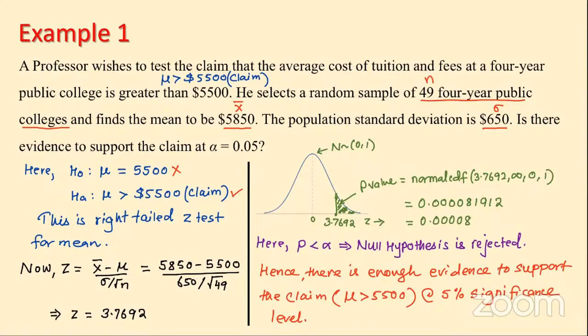So basically, we are looking at 3 different methods: p-value method, critical value method, and confidence interval method. We'll be looking at 3 different methods and 2 different tests: z-test and t-test. Z-test can be for mean or for proportion, and t-test is always for mean, when the population standard deviation is not given. Instead, the sample standard deviation is given.